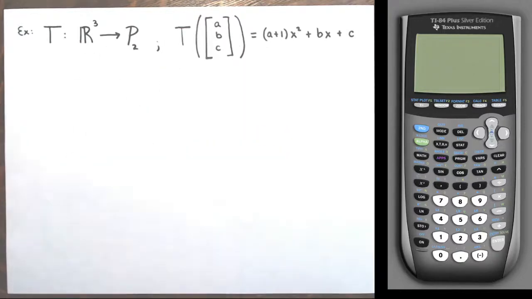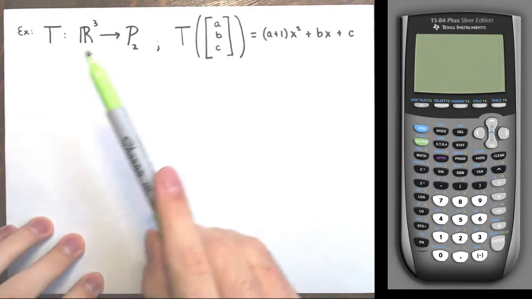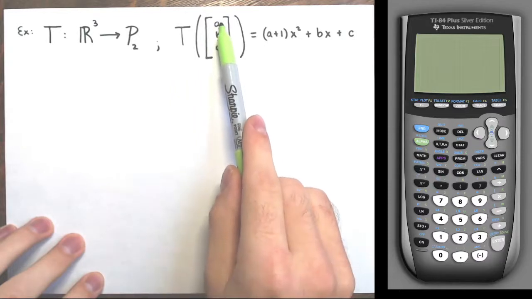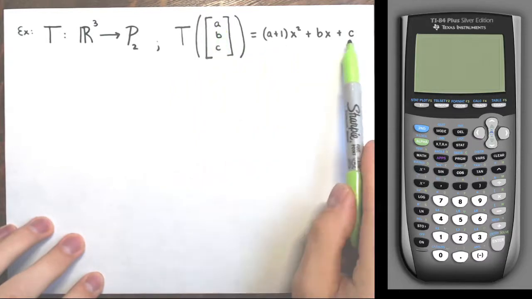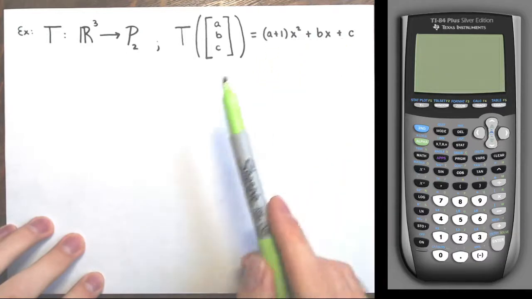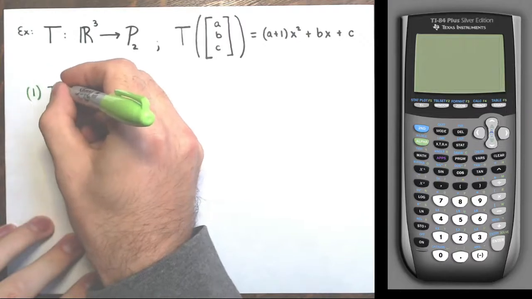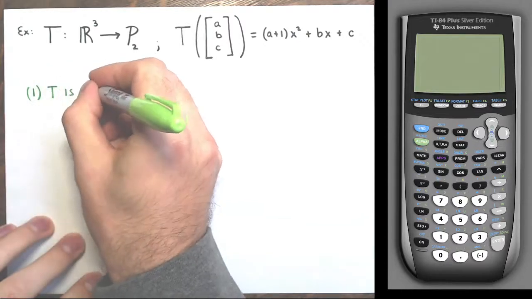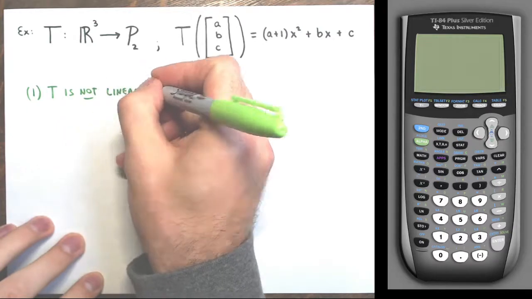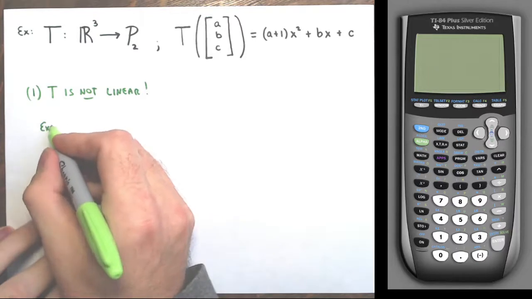And I'm going to tell you right now, here's a transformation from R3 to P2. T of a vector from R3 with components a, b, c goes to this polynomial of degree 2 or less: (a plus 1) times x squared plus bx plus c. I'm going to tell you right now that T is not linear. Let me show you why. I'll just give you a very quick counterexample.